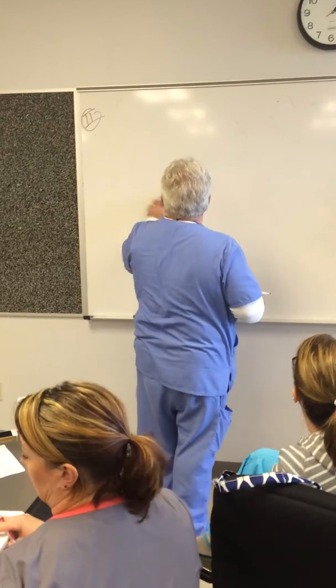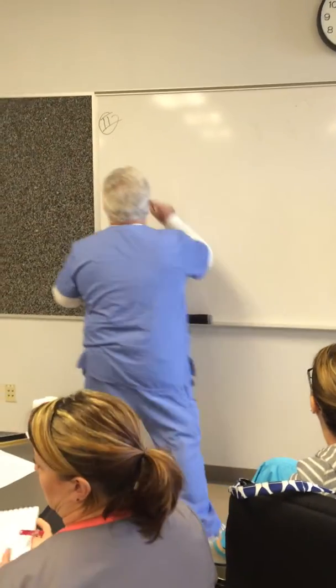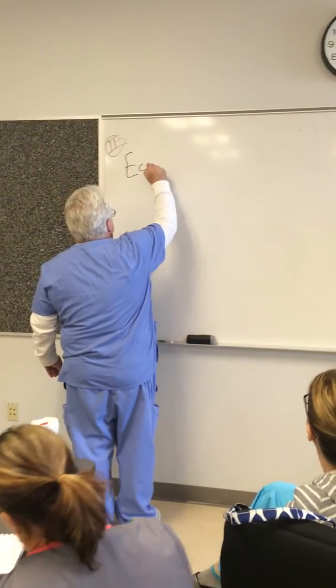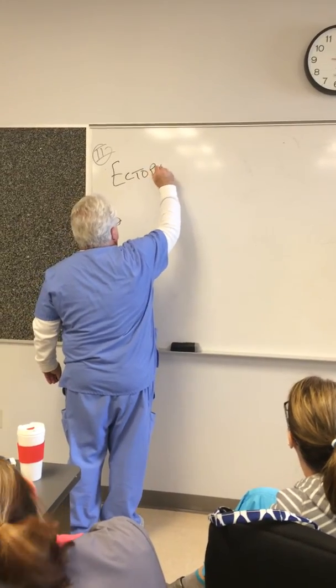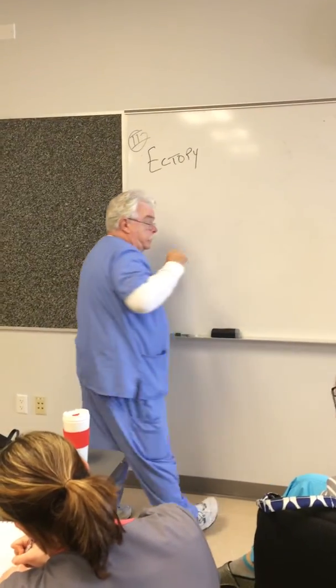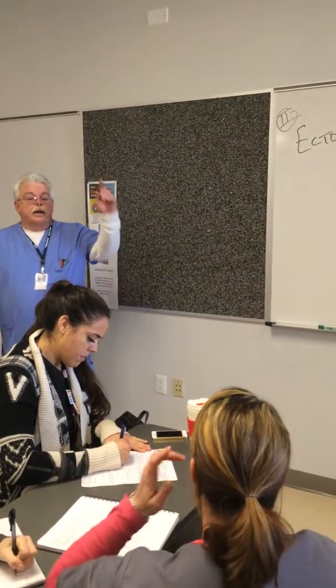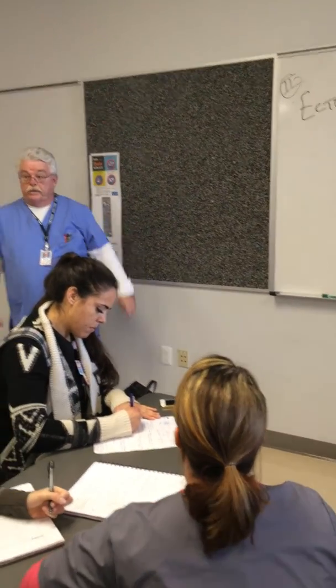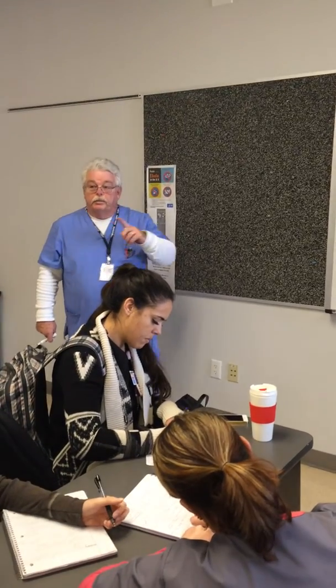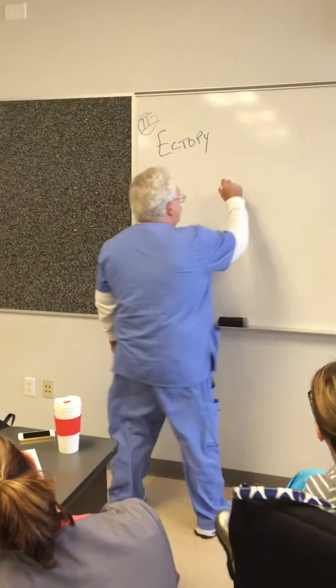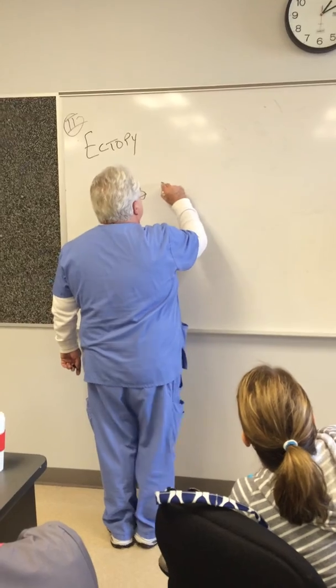Ectopy. What's this word mean? It's firing from ectopy. If you have an ectopic pregnancy, what's it mean? Outside. Out of place. They have an ectopic beat. It's out of place. They'd like to talk to you about ectopy.